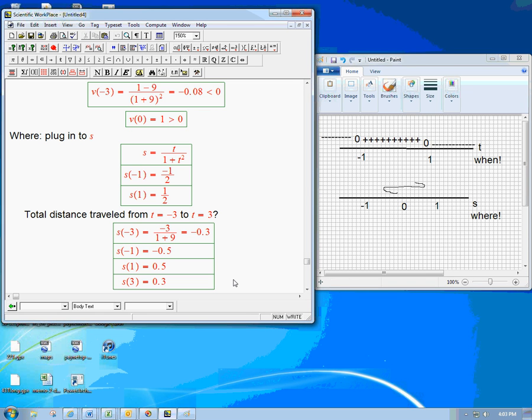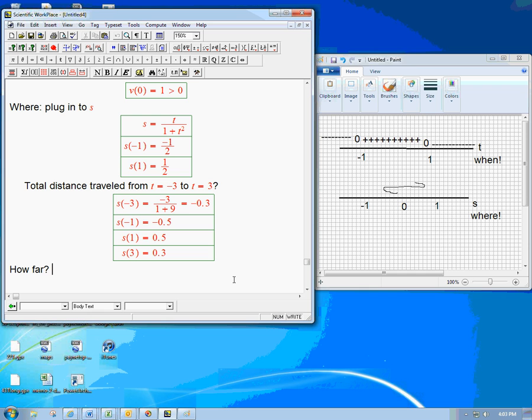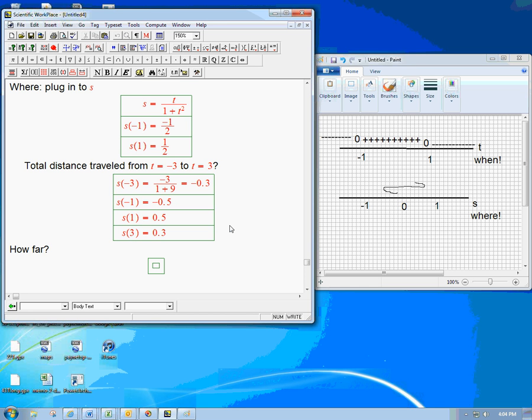How do we figure out how far? I always do the picture first, because now I can add up the legs. Oh, there's a leg right here. There's a longer leg here. There's a longer leg here. Okay. The first leg is minus 0.3 to minus 0.5. So minus 0.3 minus a minus 0.5, and that's 0.2 distance. Okay. Second leg is 0.5 minus, again, a minus 0.5.